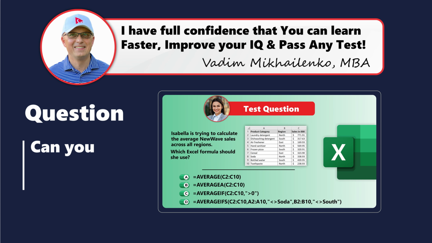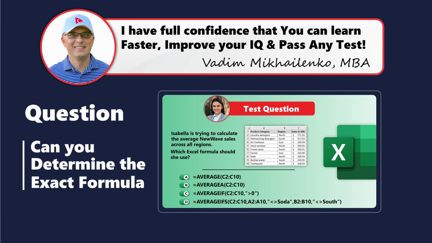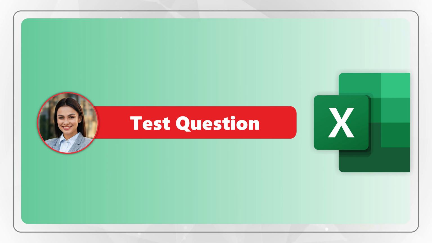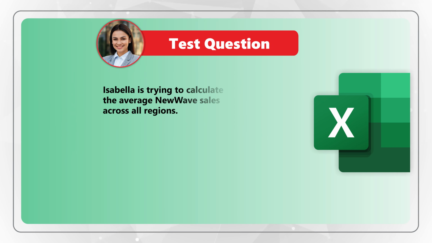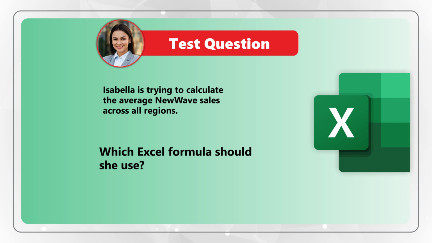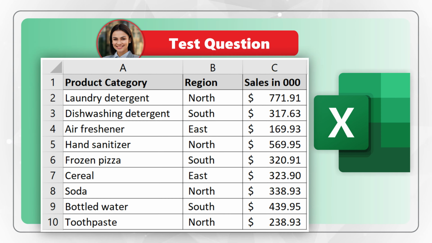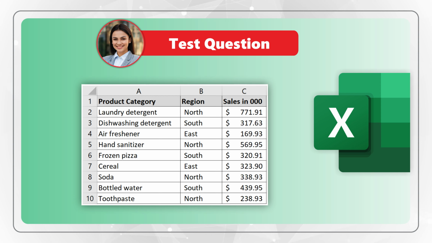Here's an interesting question to test how well you know the AVERAGE formula as well as its variations. Isabella is trying to calculate the average new wave sales across all the regions. Which formula should she select? You're presented with the dataset as well as 4 different choices.